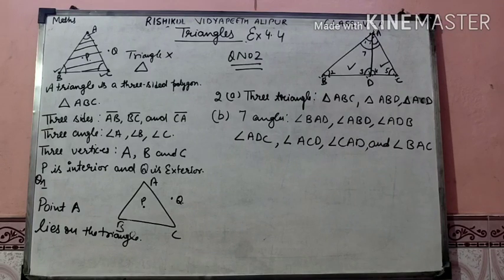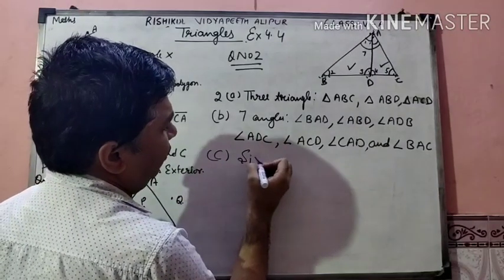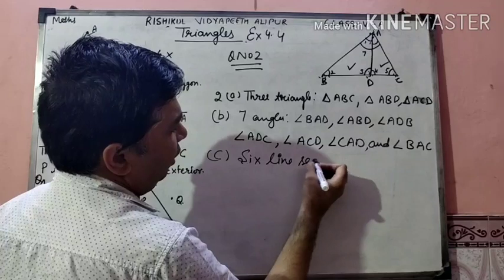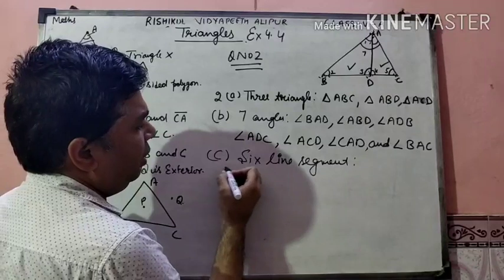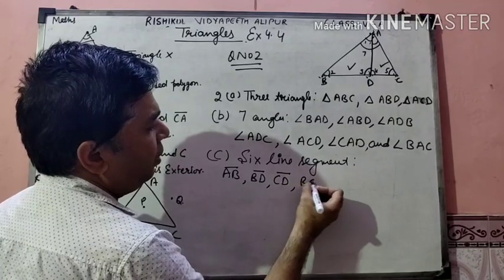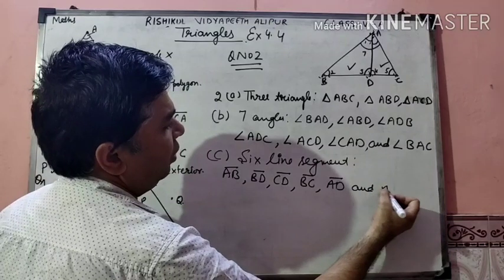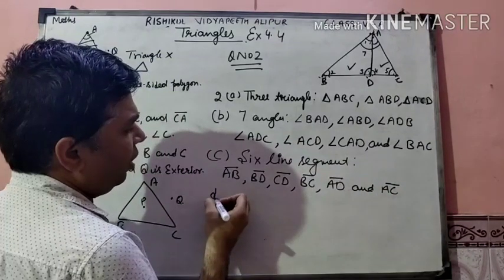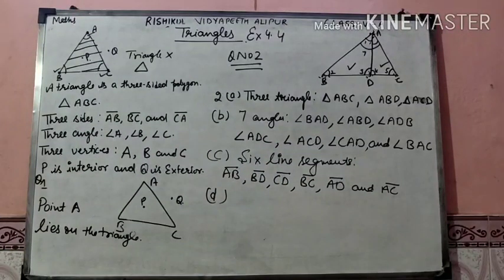Next is the C part. Write the names of 6 line segments. Can you tell the names of the 6 line segments? Yes. First one AB, then BD, then CD, then BC, then AD, and the last one is AC. These are the 6 line segments. How many line segments, students? 6. Do you have any doubt? Any confusion? No?